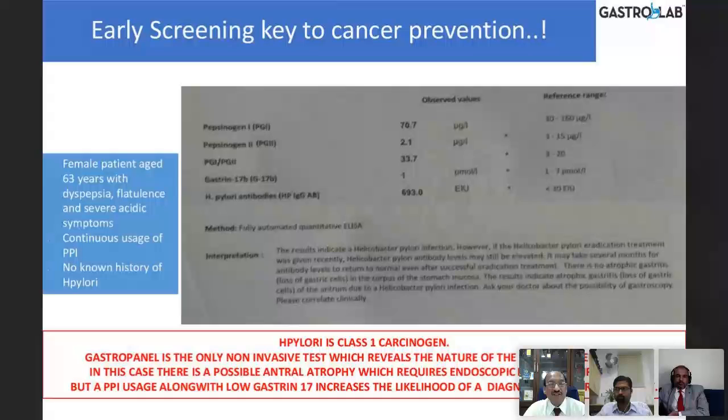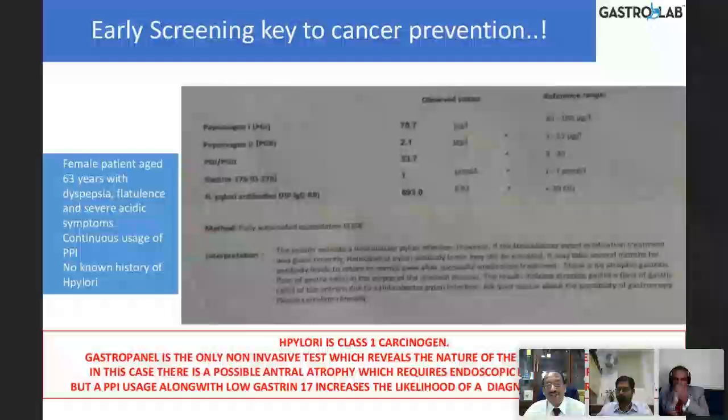And see the early screening. There's a 63-year-old real-life patient with dyspepsia, flatulence and acidic symptoms, who continues to use PPI, with no known history of H. pylori. But you see the panel: pepsinogen 1 is 70, which is normal. Pepsinogen 2 is 2, which is slightly low. The PG1, PG2 ratio is high at 33. Gastrin 17B is low at 1. H. pylori antibody is 693.